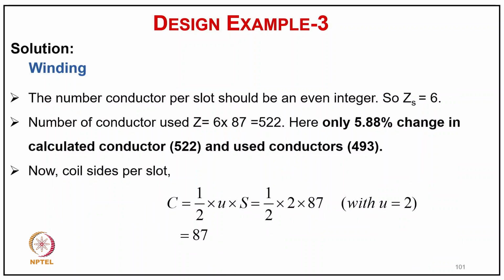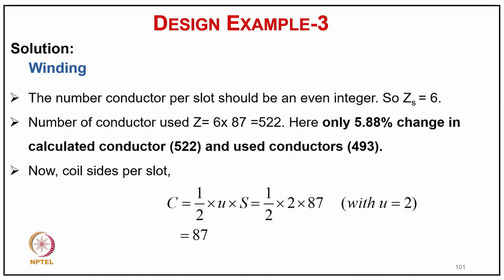It comes to 5.67. Now the number of conductors per slot should be an even integer. So Z is equal to 6. So number of conductors used is 6 into 87, which is 522. So there is only a 5.88% change in calculated conductors, that is 522, versus the calculated conductor count of 493.